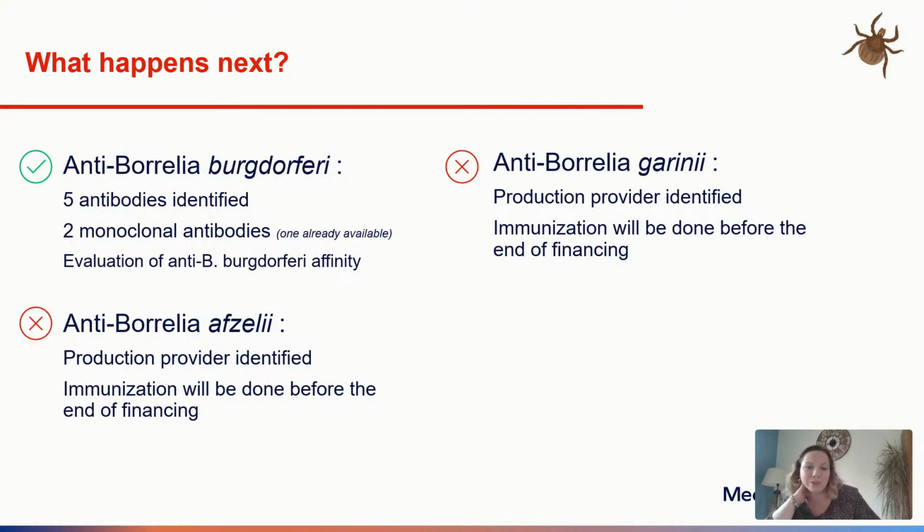Our aim is to make 2 monoclonal candidates for the characterization of Borrelia burgdorferi. And we aim to do the same with the 2 other strains of Borrelia implicated in Lyme disease, so Borrelia afzelii and garinii, as Christophe and Ralph mentioned before. These bacterial strains are very difficult to produce, so it's difficult to identify a good supplier to provide them.